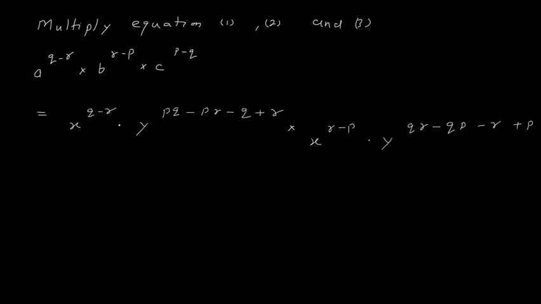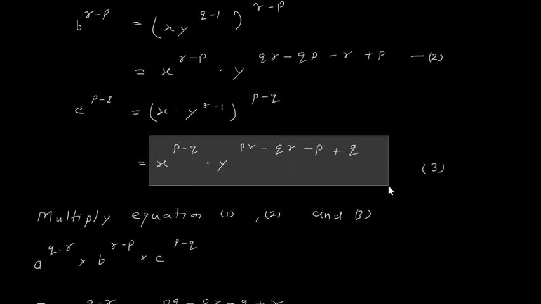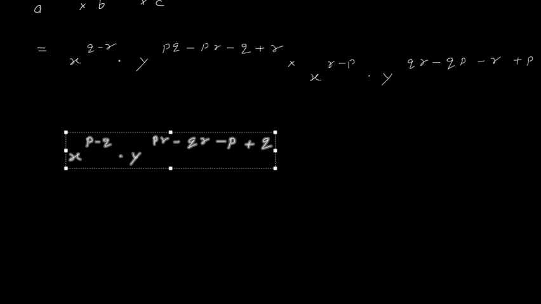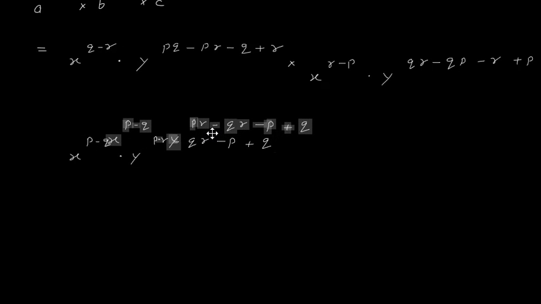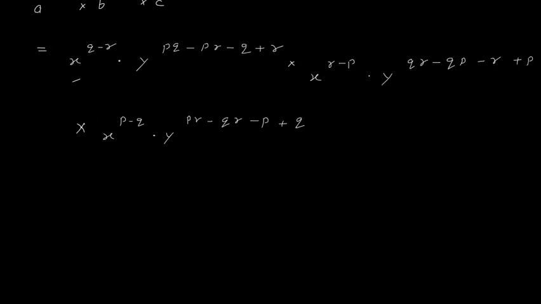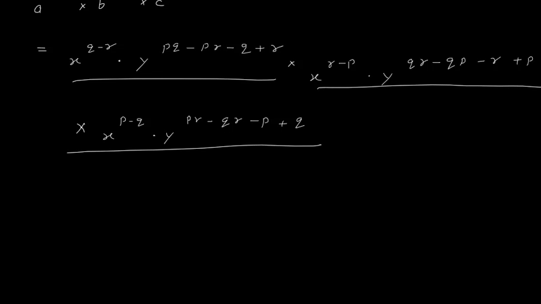Here the third term I will write, this is my third term. Okay, these all three are in multiplication, right? So here also I will use multiplication. This multiplied by this multiplied by this. So we have to multiply all these three terms. So here I will write x first. So this is x power q minus r into x power r minus p into x power p minus q into now y power.